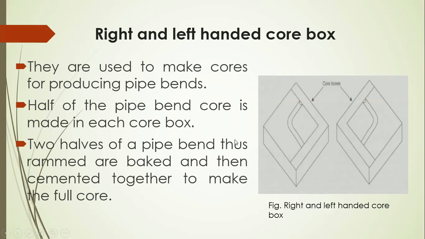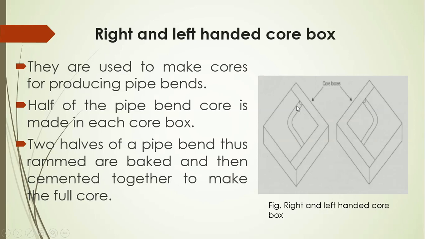Half of the pipe bend core is made in each half core box. Means this type of core box is again in 2 parts. This is again one type of split type of core box. Half portion of the core is made at this location. This is a core cavity, and this is also a half part of the core box. This is another core cavity. Half portion of that pipe bend is made by using this core cavity.